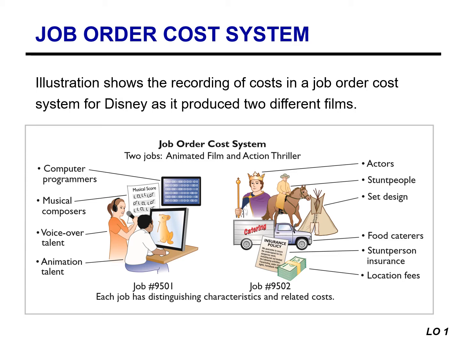Whereas the costs that are incurred for Job 9502, which is the action thriller, the costs of the actors, the stunt people, set design, caterers, insurance, location fees, as that job incurs all those costs, we're going to allocate them to Job 9502. The objective of a cost accounting system is to determine, in this instance, how much it costs to produce Job 9501 as well as 9502.